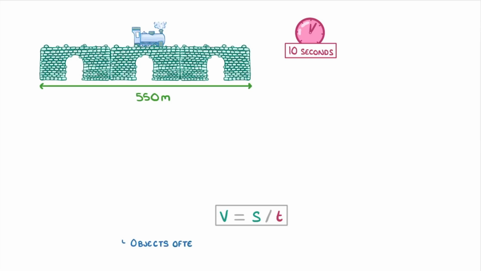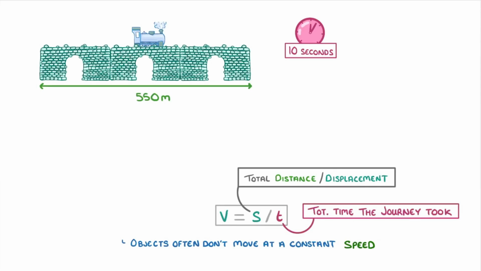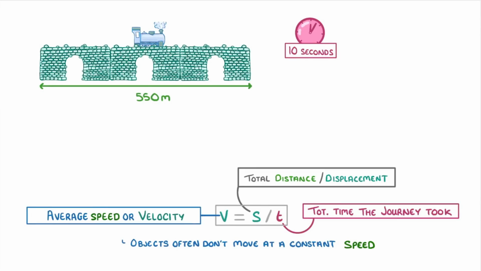Now, often objects don't actually move at a constant speed, but instead vary along their journey. We can still use this equation, but we need to divide the total distance or displacement by the total time that the journey took. And the value that we calculate will then be the average speed or average velocity.